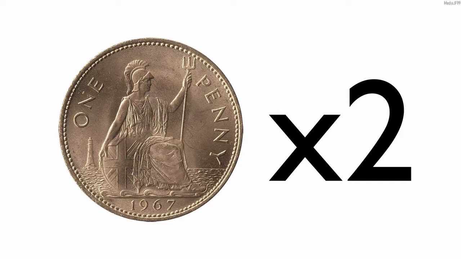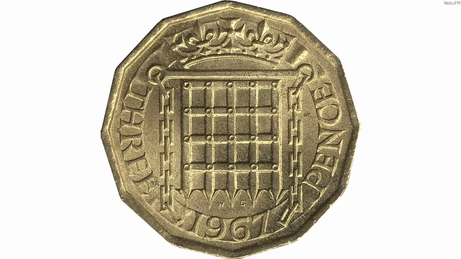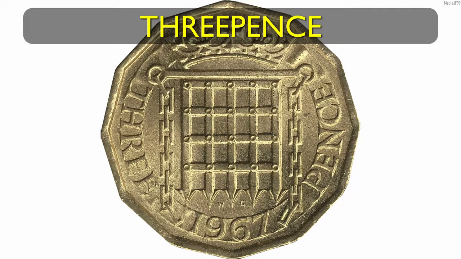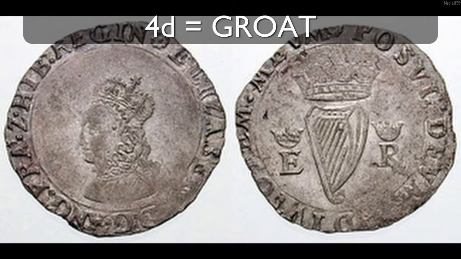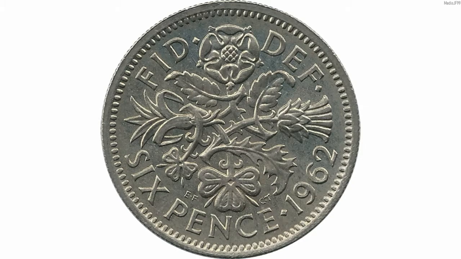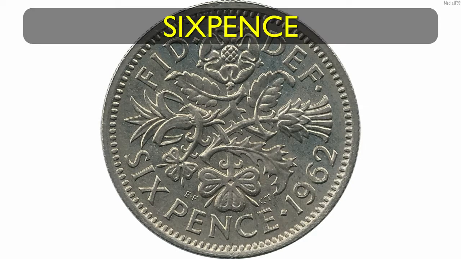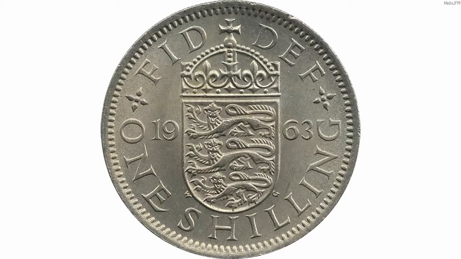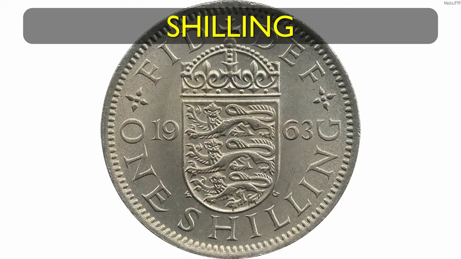Next, 2 pence would make a 2 pence, and 3 pence would make a 3 pence. If you take 4 pence, this was known as a groat, and 6 pence would be known as a sixpence. If you take 2 sixpences, you get what was known as the shilling, which was the intermediate unit between the penny and the pound. The shilling was also referred to in British slang as simply the bob. 1 shilling, therefore, was worth 12 pence.